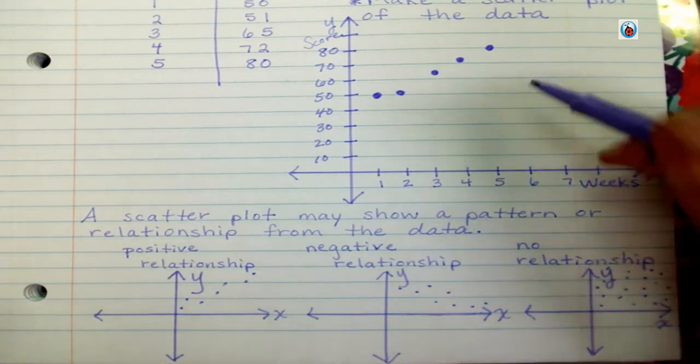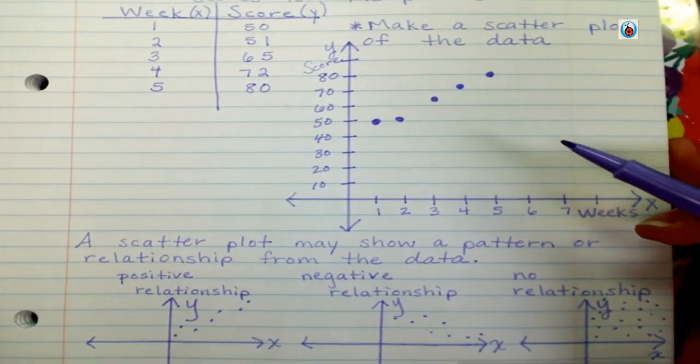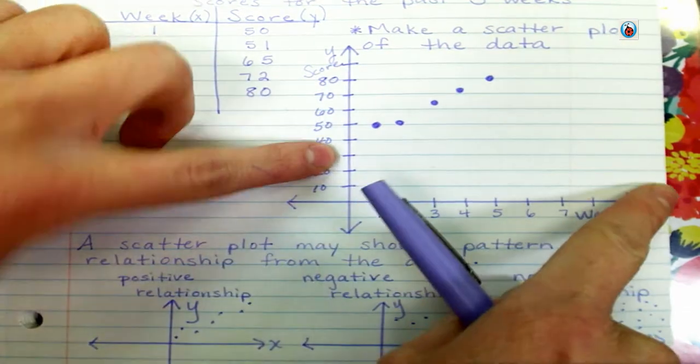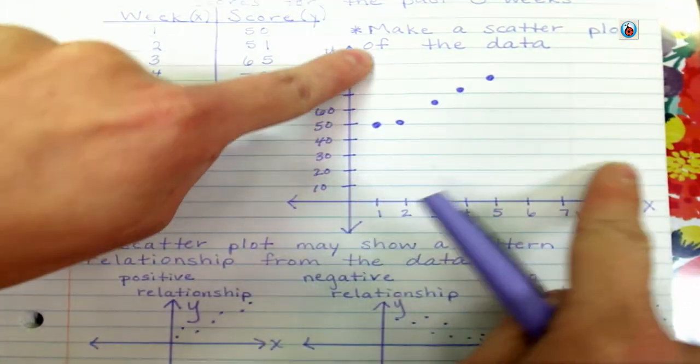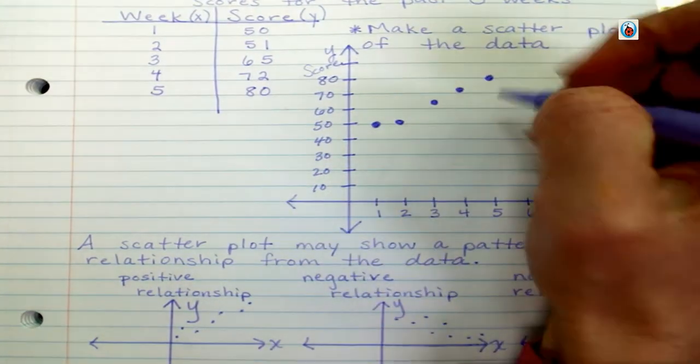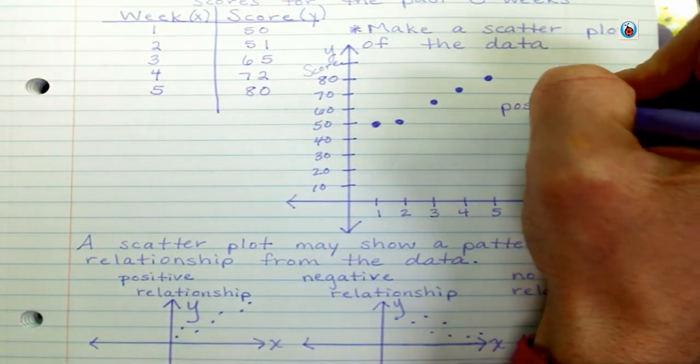So if I look back here at Miranda's quiz scores, I can see this looks like an increasing pattern. As my x values increase, my y values also increase. They both go up together. So then I would say that this right here has a positive relationship.